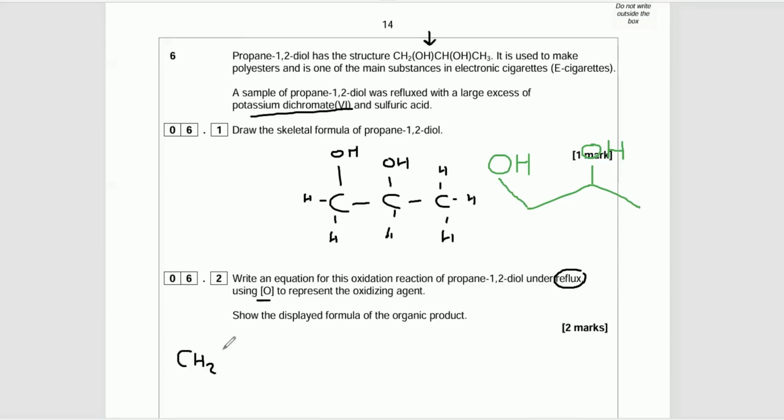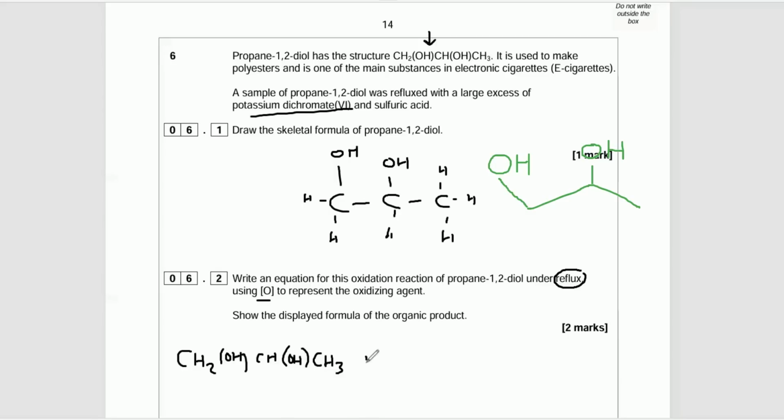Write an equation, and then show the displayed formula of the organic product. I'm not going to show the displayed formula of this, but I'll show the displayed formula of the organic product. Oh my days, my writing here is the most awful, I'm pretty poor at it. Okay, so there's our propane 1,2-diol.